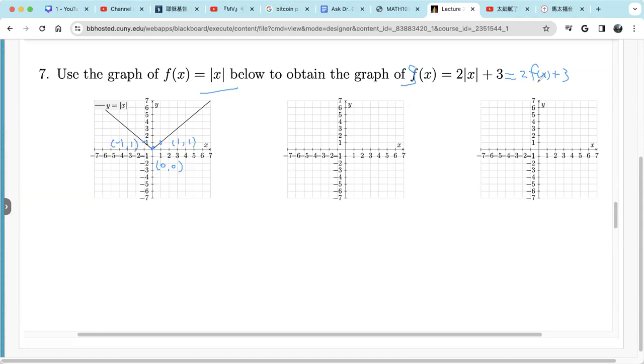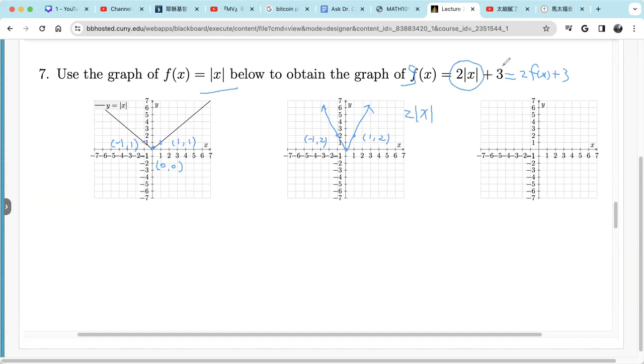So now first we stretch. We do 2 times the absolute value. So we're going to graph 2 times the absolute value of x. So 0 times 2 is still 0. Then 1 times 2 gives this negative 1, 2 point. Now we get this 1, 2 point. So we draw straight lines. A V shape. Okay, you see the graph of V from the reference graph is being stretched.